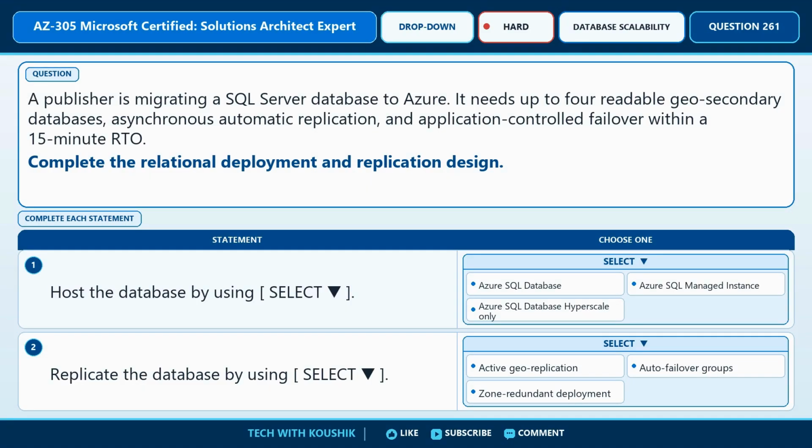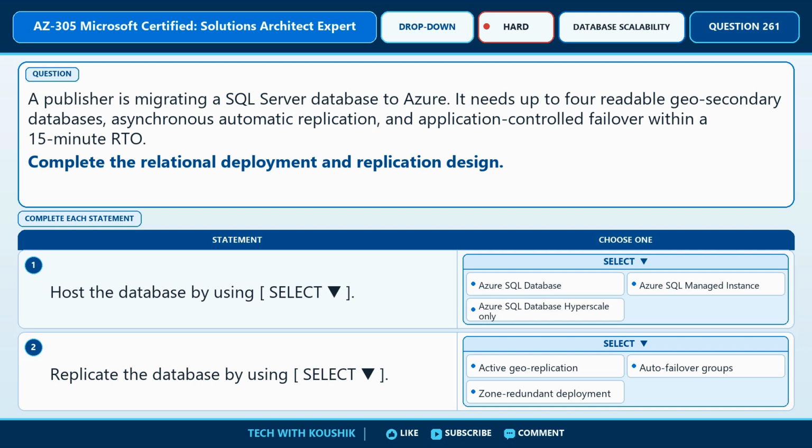Let us work through question number 261. Let us first review the situation. A publisher is migrating a SQL Server database to Azure. It needs up to 4 readable geo-secondary databases, asynchronous automatic replication, and application-controlled failover within a 15-minute RTO. Complete the relational deployment and replication design.